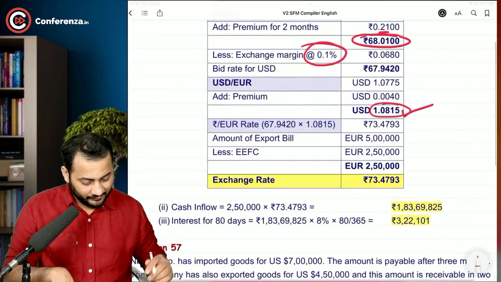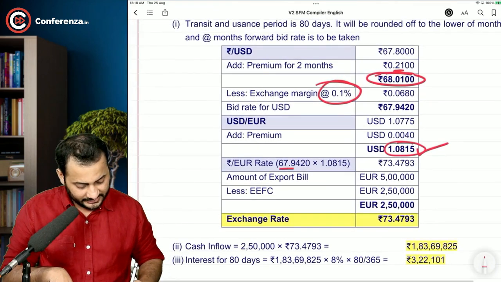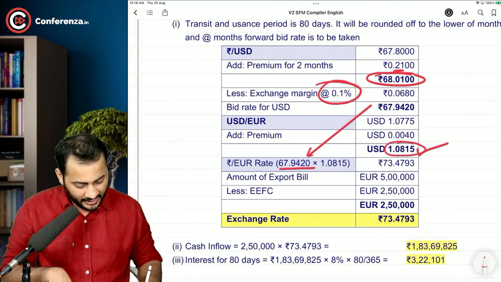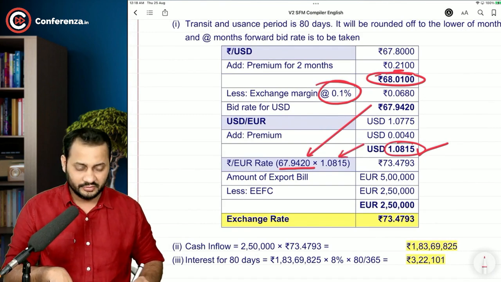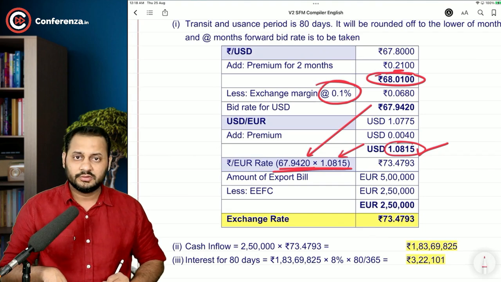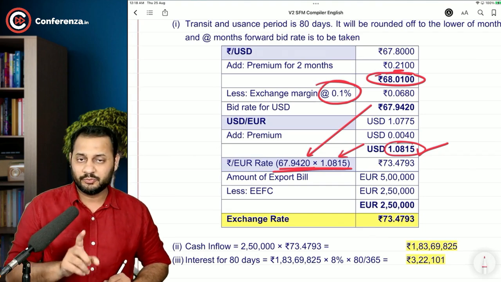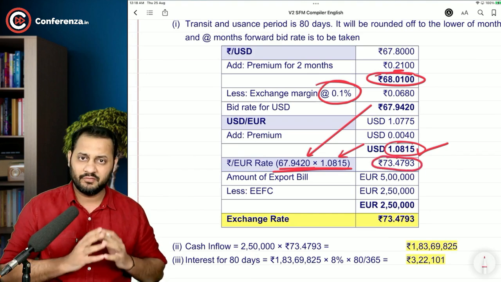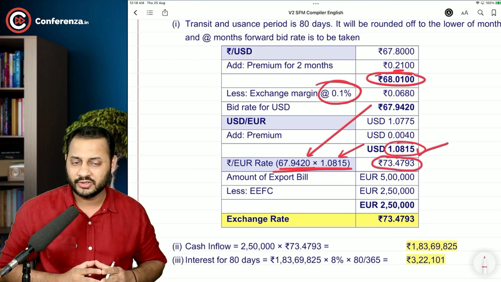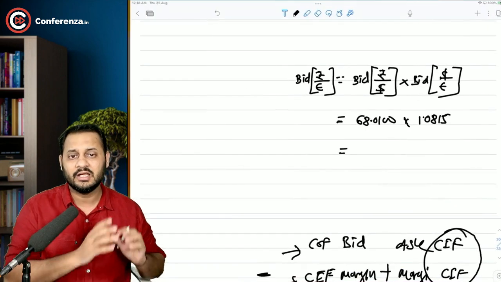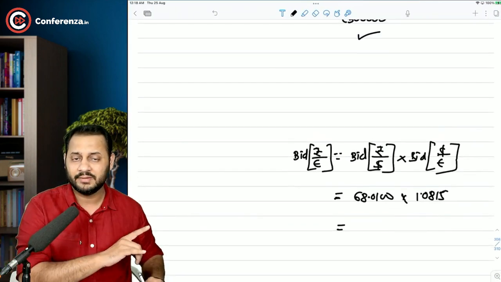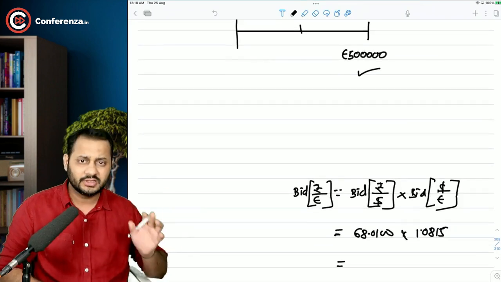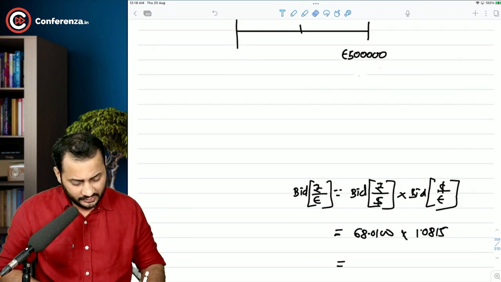Okay. I will just take this rate 67.9420, which was adjusted with the margin, and 1.0815. This is the cross rate, right? The 1.0815 is not adjusted with the margin. Now I will assume this as the rate. I will continue with the rate given by the institute in the answer, 73.4793. I am not calculating the one from my side because it will not match with the institute. So suppose the correct answer is that, and we take this rate.